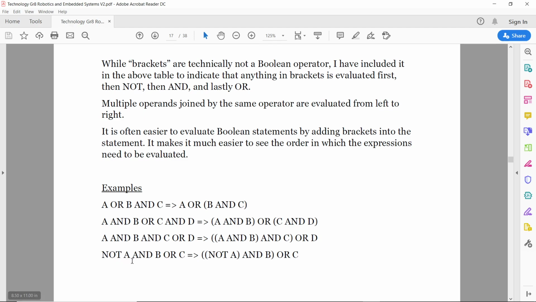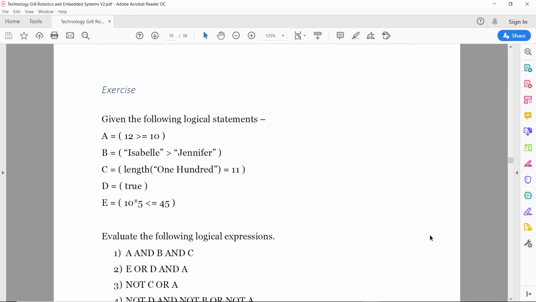Here with the nots, okay, the not A has to be done first. So I put brackets around it. Then I put brackets around the and, because that must get done next, and or C. Okay, you will get used to this as you are going through it. Okay, so I've put some exercises here for you to practice on.